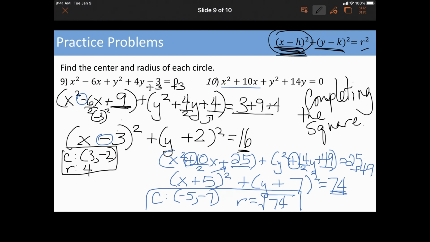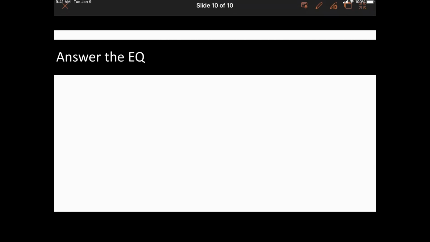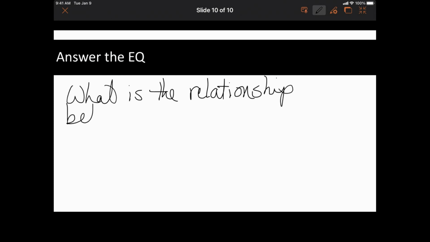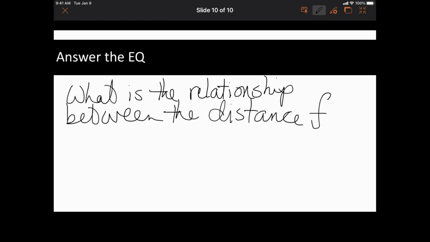Oh, I totally forgot about an EQ. Oof. Okay, so here's my EQ. You're going to be like, Ms. Mendoza, I didn't write it. Okay, it says answer the EQ. So my EQ is this. What is the relationship between the distance formula and the equation of a circle?